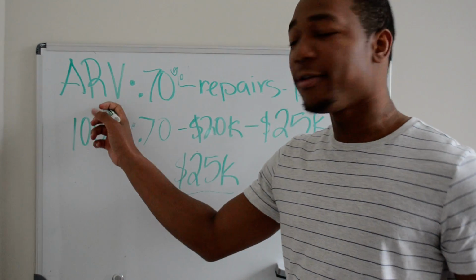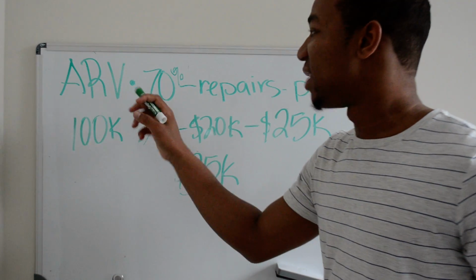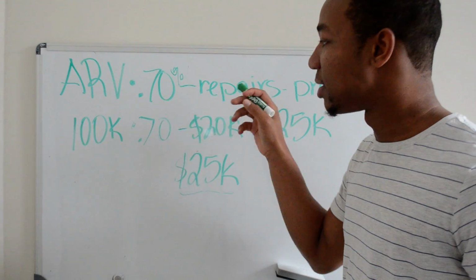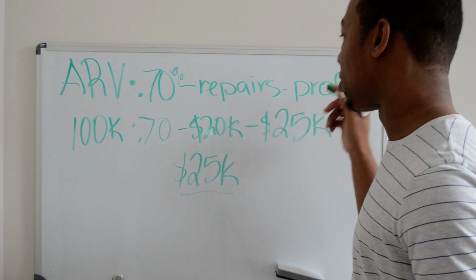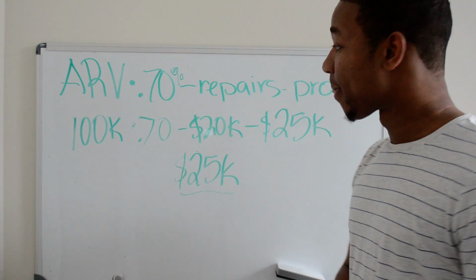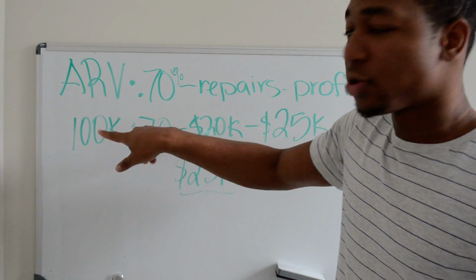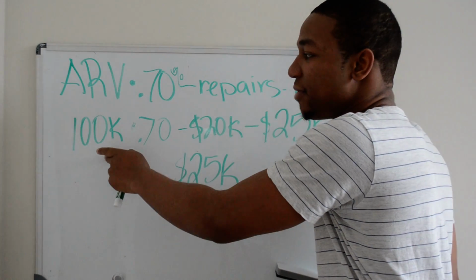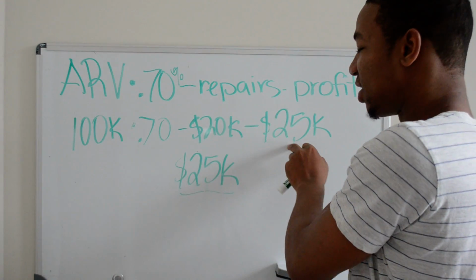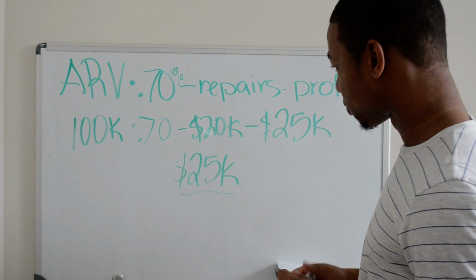Again, ARV, so what the property can resell for, ARV times 70% minus the repairs, the amount of repairs it's going to cost, how much is it going to take in repairs, minus profit. And just plug those numbers in, and you're good. Now, oh yeah, here's the thing. These two numbers will never change. The ARV, the resale value, and the repairs will never change. The only amount that changes is profit. And here's why that's important, okay?